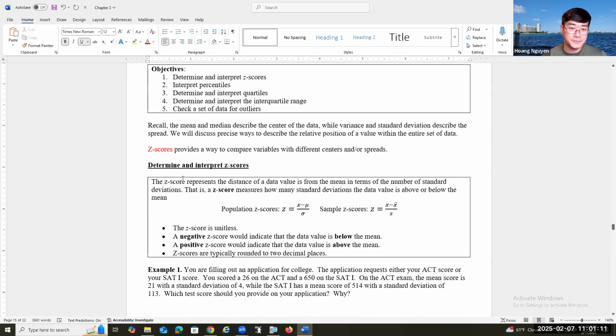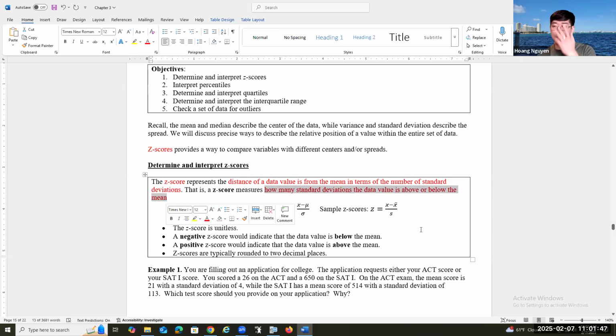The z-score represents the distance of a data value from the mean in terms of the number of standard deviations. So it shows you how many standard deviations a data value is above or below the mean. That's the meaning of the z-score.